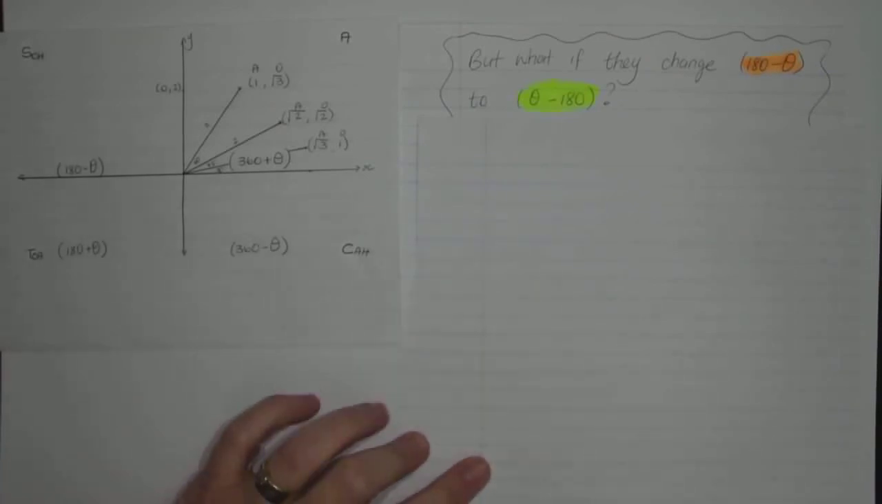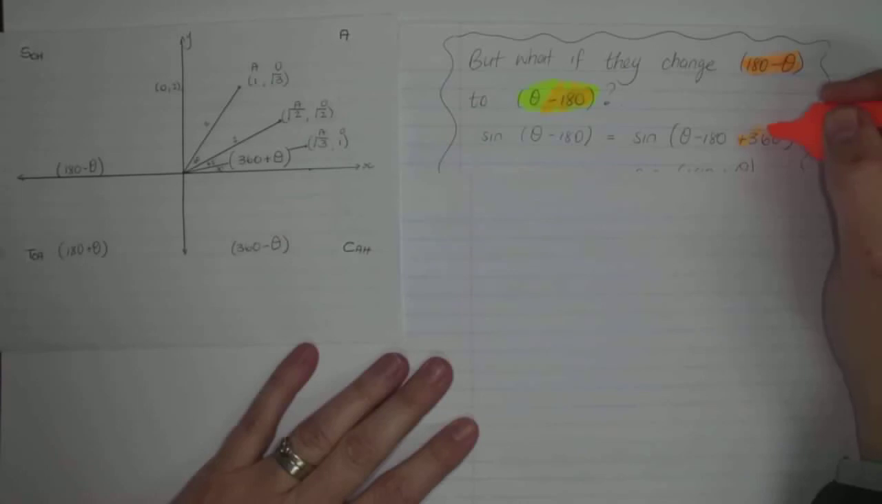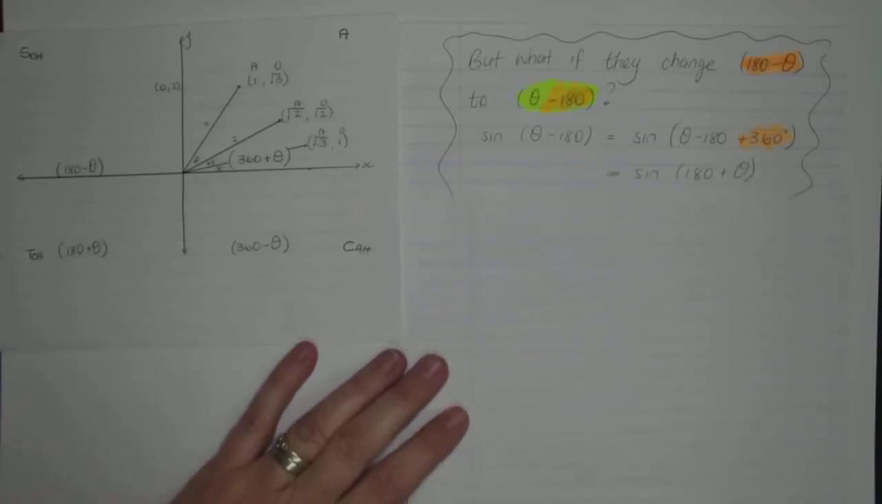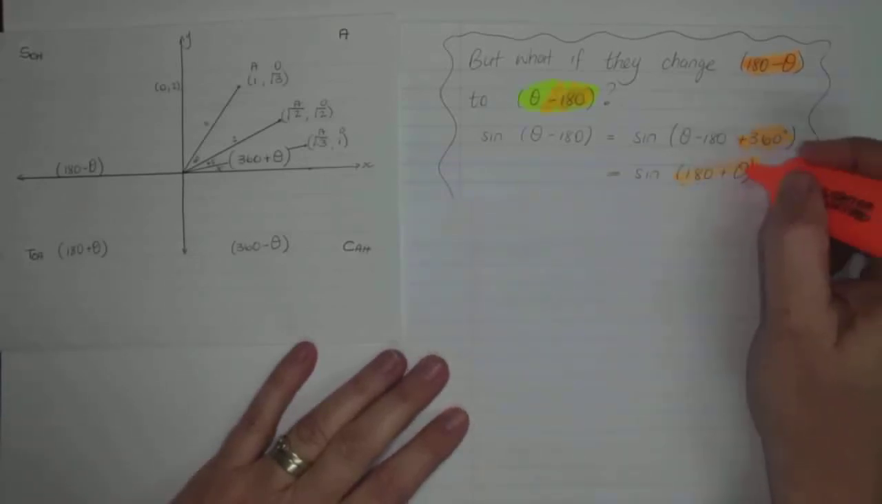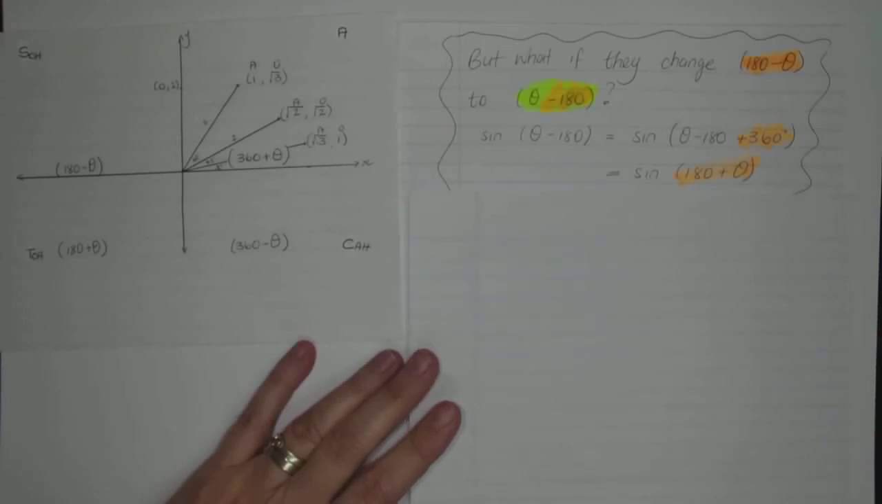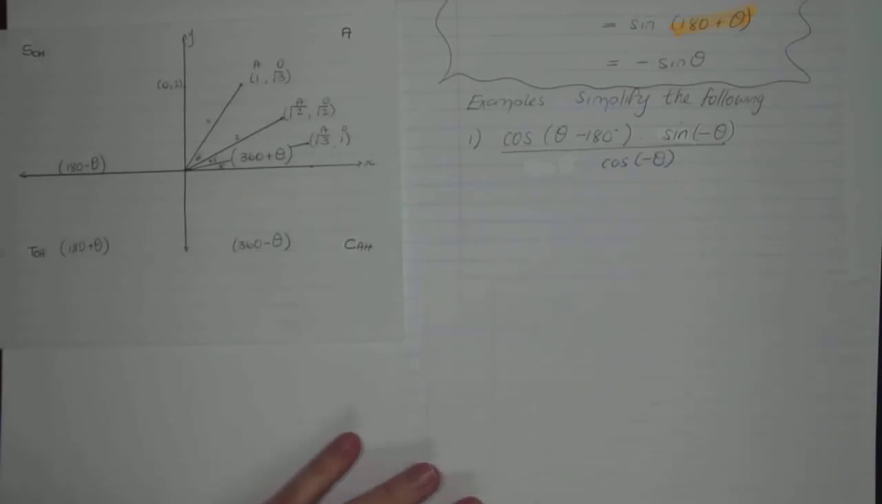What did I just say with negative angles? If I have a negative angle, what do I immediately do? I add 360 to it. So theta minus 180 is the same as 180 plus theta. Don't let the teacher or your examiner catch you out. Negative angle, add 360. Okay, so let's look at these examples.